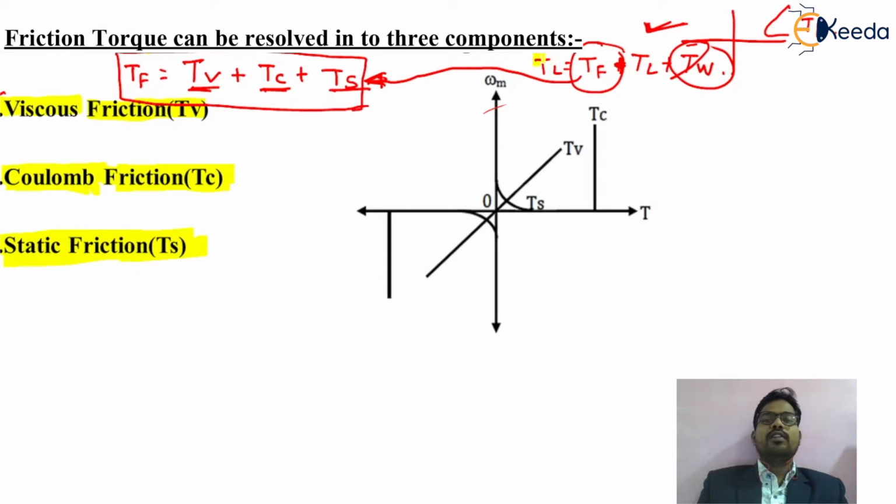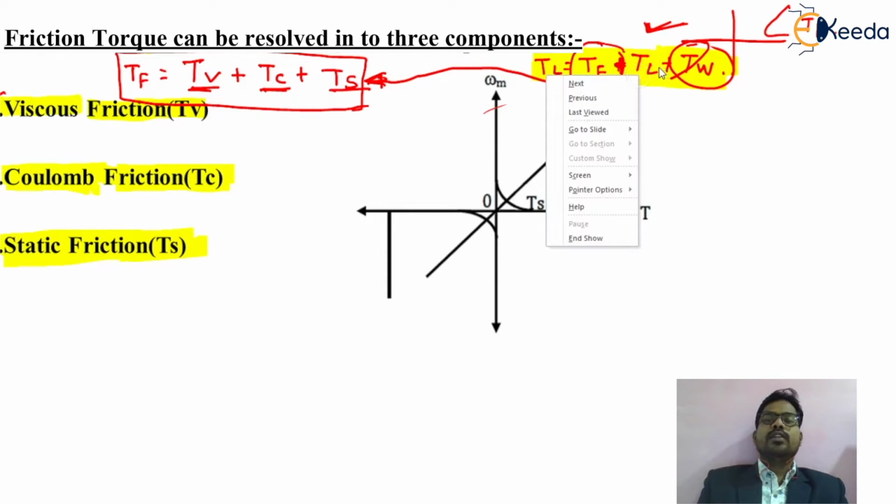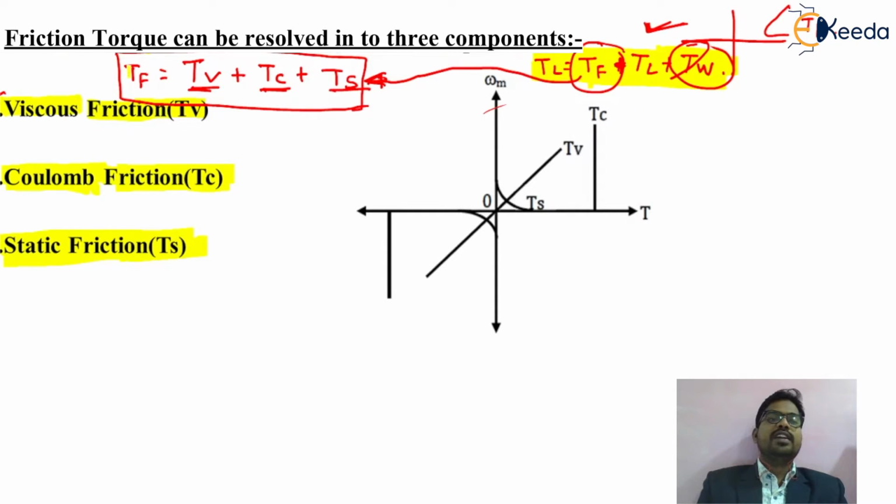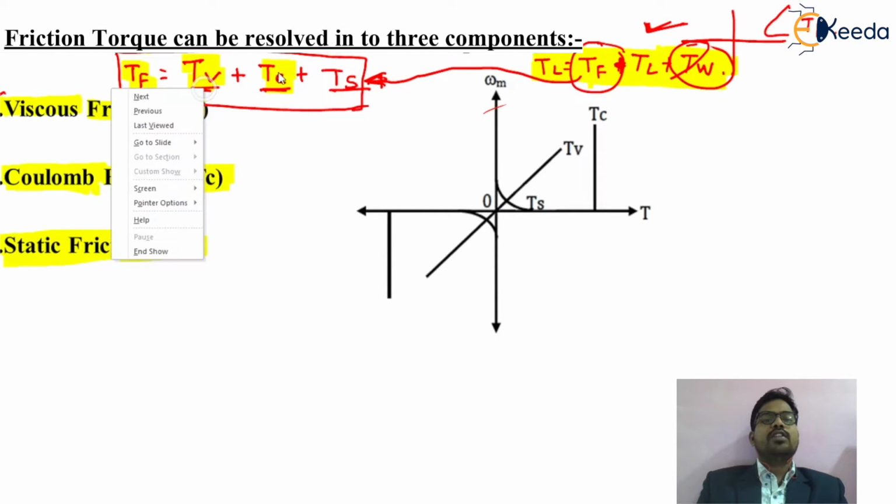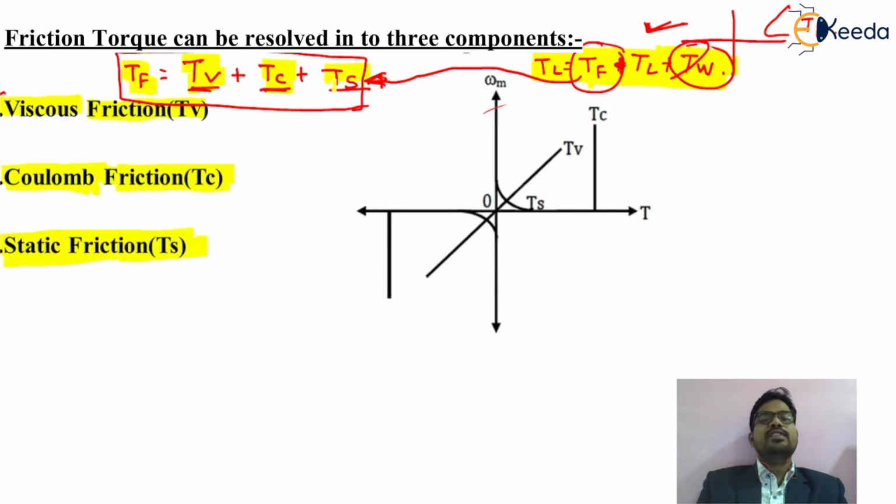In the load torque we have three basic components. The first is the friction torque, then the windage torque, and the mechanical torque to do a particular application, which is called the load torque. Again, the friction torque has three different components: first the viscous friction torque, then Coulomb's friction, and the static friction.